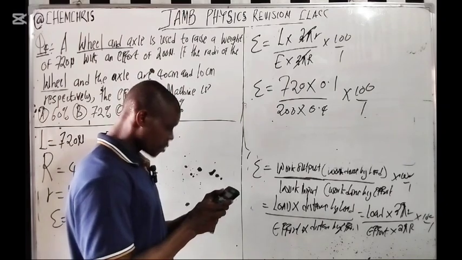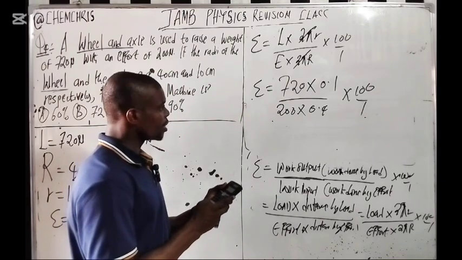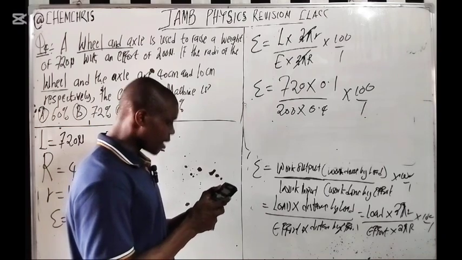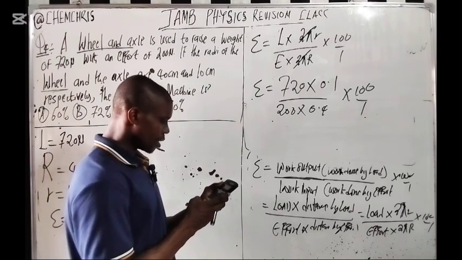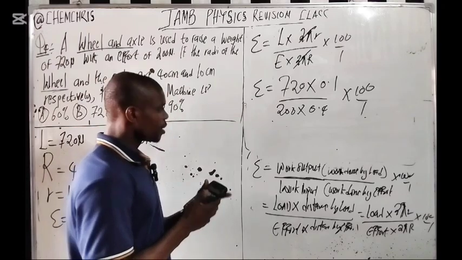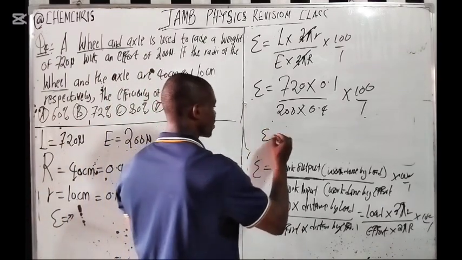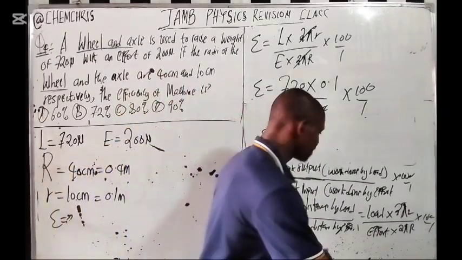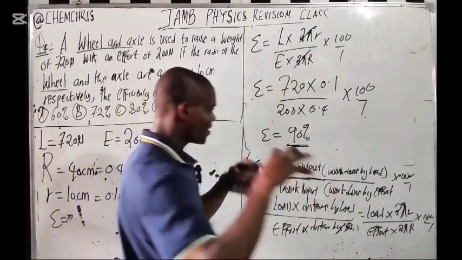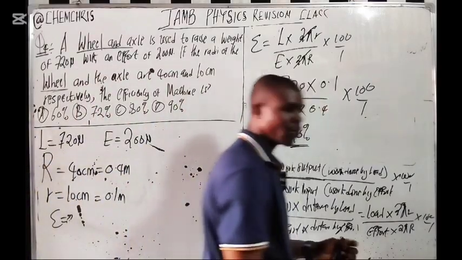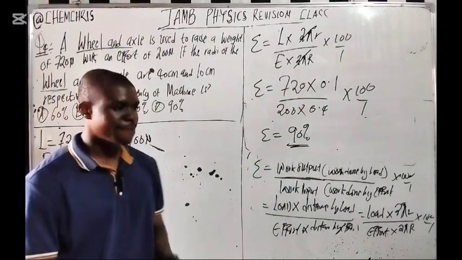So let's see. We have 720 times 0.1 times 100, divided by 200 times 0.4. Here we have 90. So my efficiency is 90 percent. That is what my efficiency is. Do you understand? So you can see how you can solve questions under the wheel and axle.